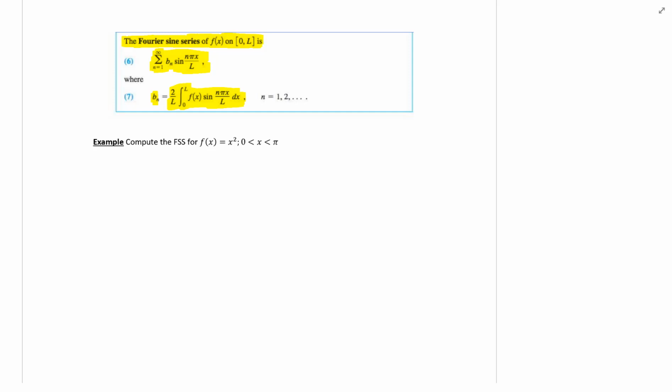So let's do the example below. Compute the Fourier sine series for f of x equals x squared for x between 0 and pi. So L equals pi. We'll consider that even if it's a closed interval, we'll still be able to say L equals pi.